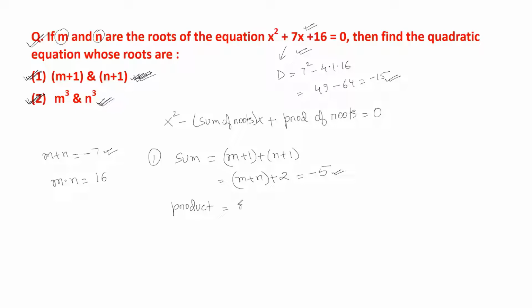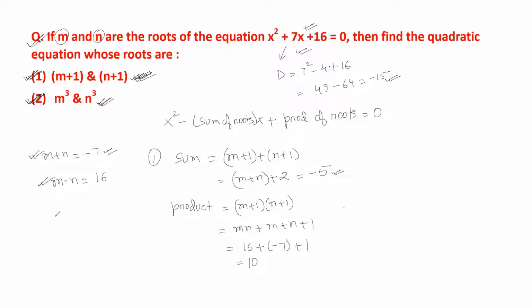In a similar way, we can find the product of the roots of that quadratic equation, which can be written as m plus 1 times n plus 1. Now, if we expand this, this would be mn plus m plus n plus 1. Now, let us use the values m plus n equals minus 7 and m into n is 16 in this. So, this would be 16 plus minus 7 plus 1, which would give us 10.